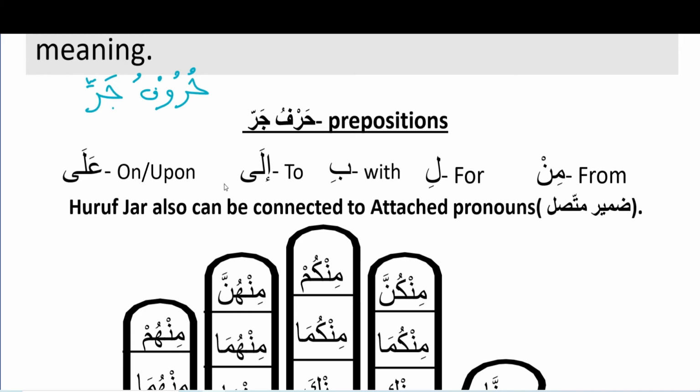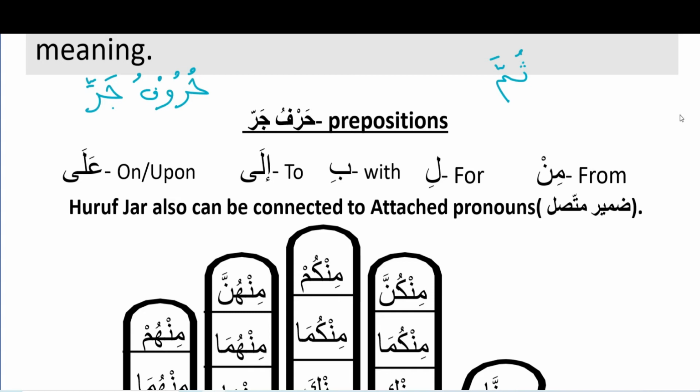Same, we have an example also. This is just an example, nothing to do with prepositions. We have an example like thumma, tha, mim, mim. That means it has 3 letters here, 3 huruf. Thumma means afterwards, or then. It means a sequence. So thumma has 3 letters. Then we have alphabets that have 4 letters.